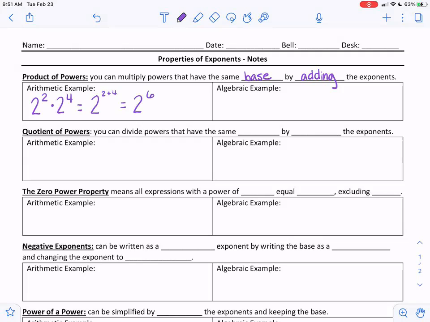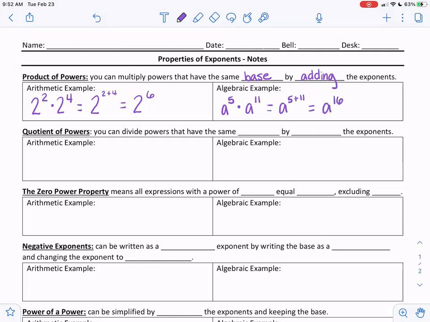Now we can simplify. We can do the algebraic example, which means we're going to use letters this time. So maybe we're going to use a to the fifth times a to the 11th. I don't know about you, but that sounds like a lot of a's to have to write out. So I would much rather just write a to the 5 plus 11, which simplifies to a to the 16th power.